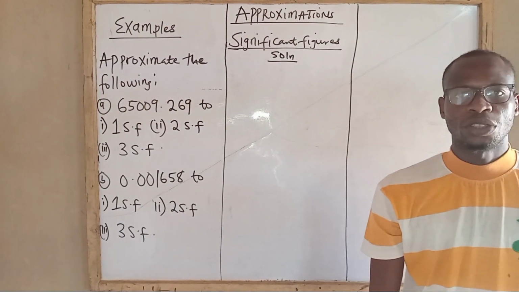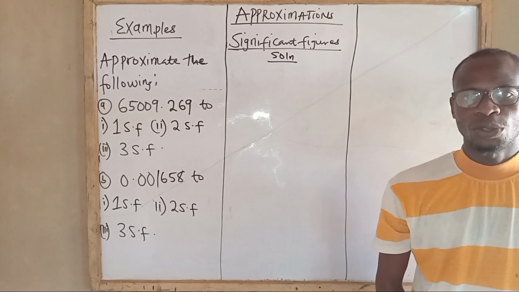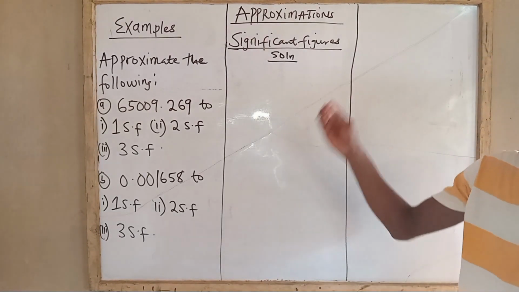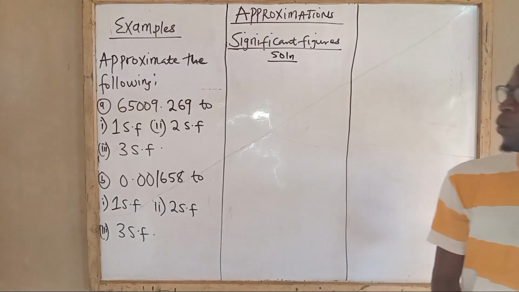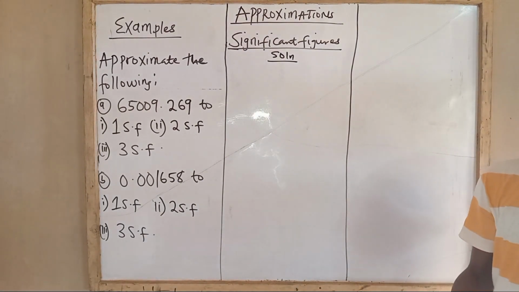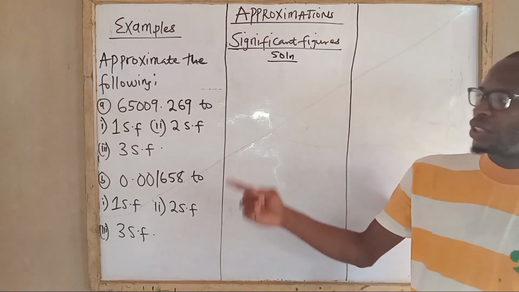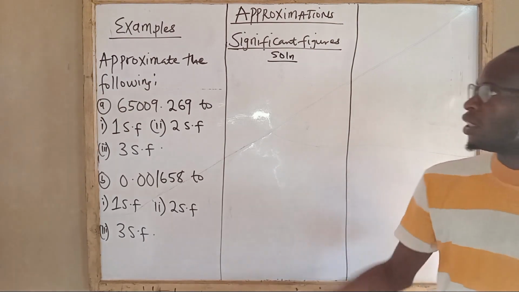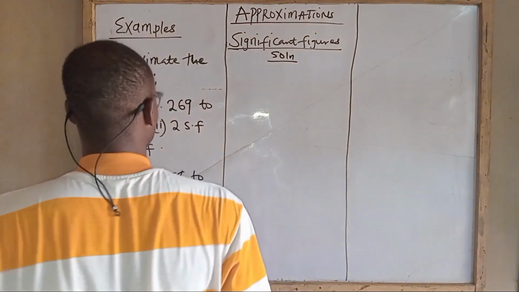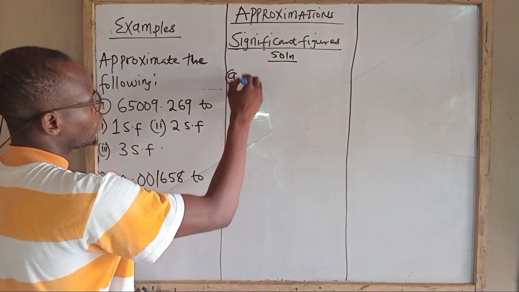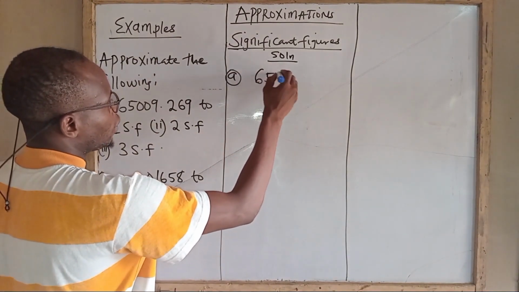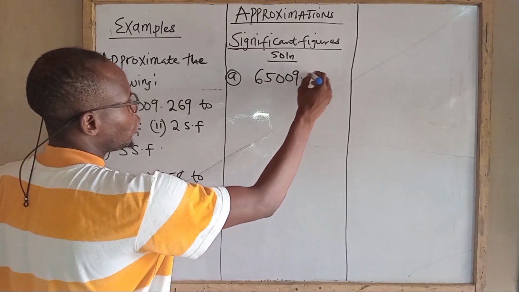On track as we continue our classes on approximations, today we'll be delving into significant figures. Let's start with the following examples. We are told to approximate the following numbers to 1SF, 2SF, and 3SF respectively. So let's start with the first question: 65009.269.